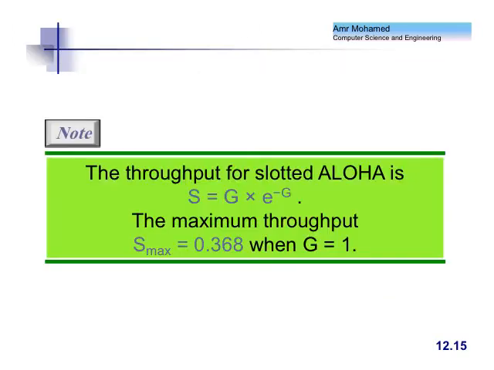Okay. In that case, it turns out that the throughput for slotted ALOHA is the same, but without the 2 in the exponent: G times e to the power minus G, not minus 2G. So the throughput here is more or less?